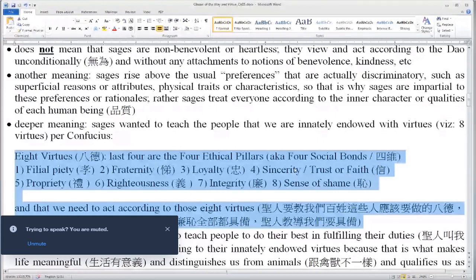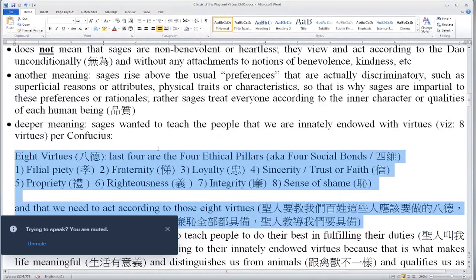or superficial preferences, physical traits, ethnicity, et cetera, all those things, we should regard everybody and treat people based on our inner virtues. Everybody is born with those virtues.